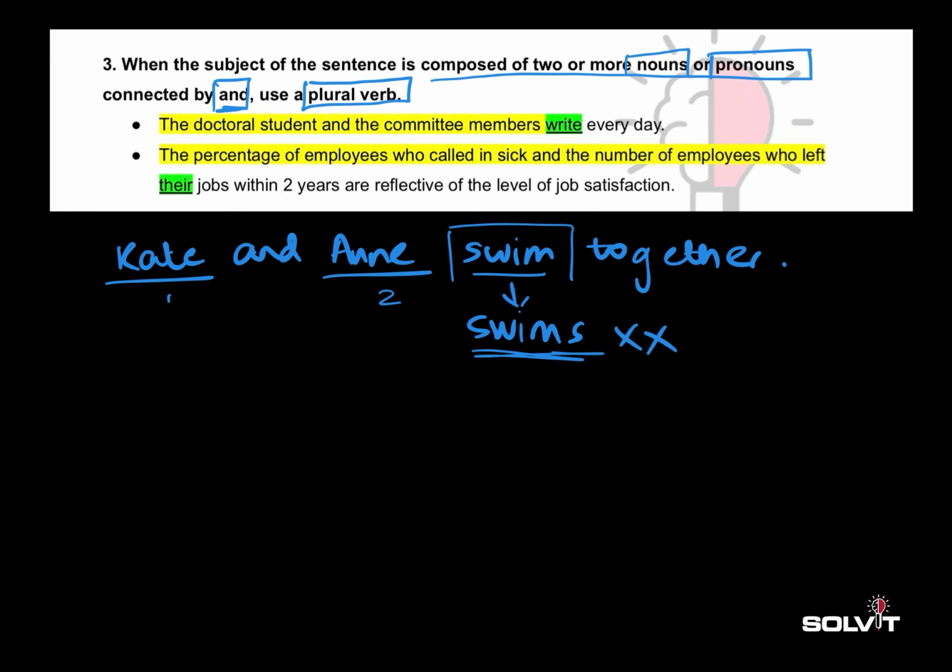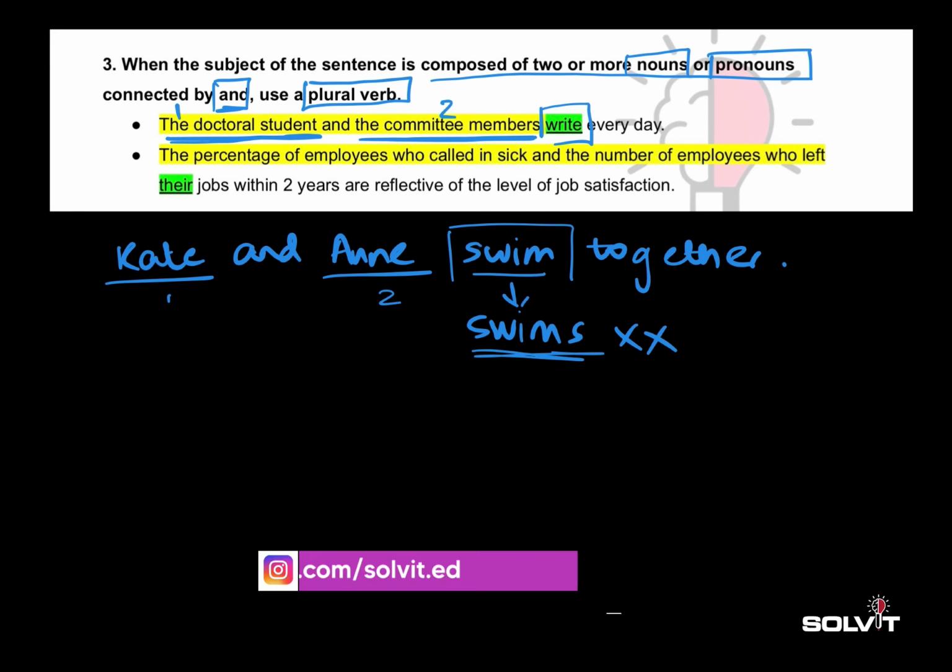Okay, so let's look at the first example. "The doctoral student and the committee members write every day." So let's identify our subjects. The doctoral student is our first subject and the committee members are our second subject. Okay, so we're going to use the plural form of the verb "write." Okay, we're not going to say "writes." "The doctoral student and the committee members writes every day" is incorrect because the subject and the verb are not in agreement. So we're going to say "The doctoral student and the committee members write every day."